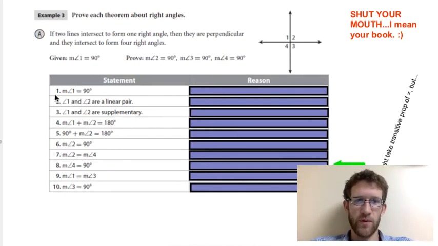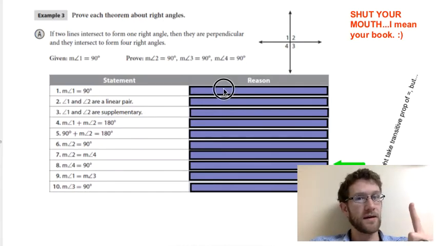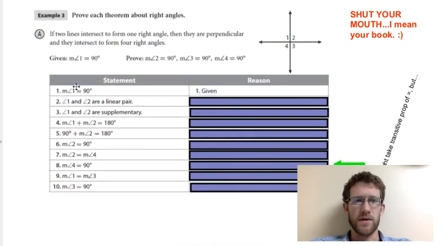Like, for example, we always start with the given. So the measure of angle 1 equals 90 degrees. This is what we're proving, though. It says if 2 lines intersect to form one right angle, they're perpendicular and they intersect to form 4 right angles. So all these angles are 90 degrees. If we're just given one of these angles being 90 degrees, we have to prove that they're all 90. So we have to prove angle 2 is 90, angle 3 is 90, angle 4 is 90.